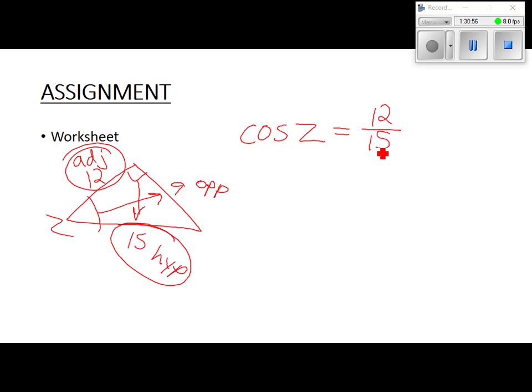So basically, across from whatever they're asking for would be the opposite leg. Whichever angle you're dealing with, the side across from it is your opposite leg.